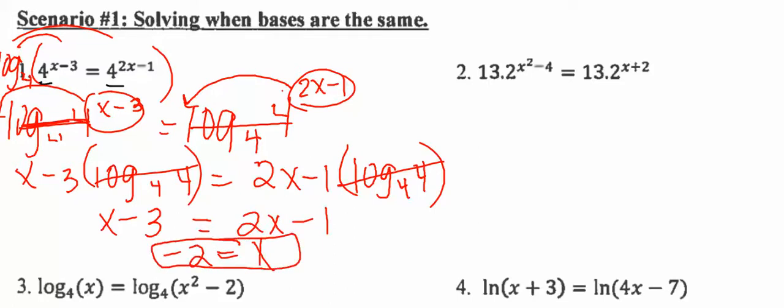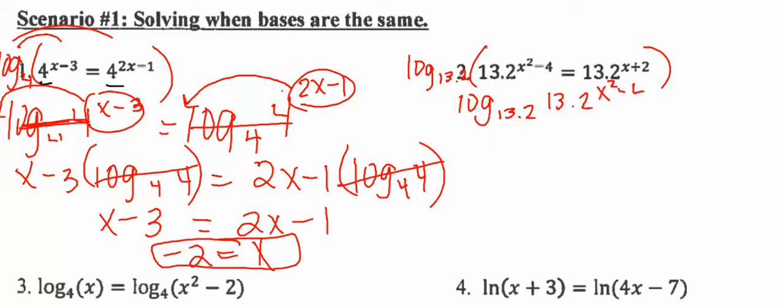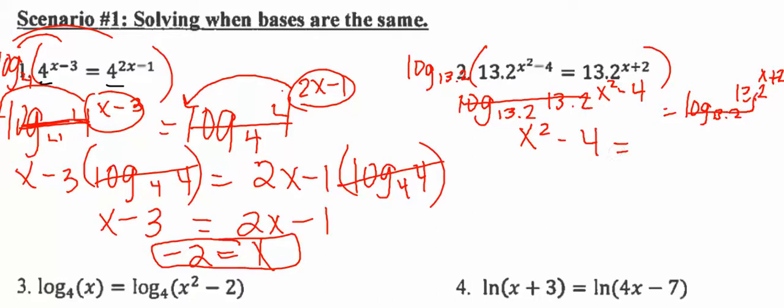If I come over and look at the next problem, my bases are the same. So I'm just going to multiply both sides by log base 13.2. So I would do log base 13.2 of 13.2 to the x squared minus 4, and then the same thing over here, 13.2 to the x plus 2. These cancel out and make 1, so I'm left with x squared minus 4. These cancel out and make 1, so I'm left with x plus 2.